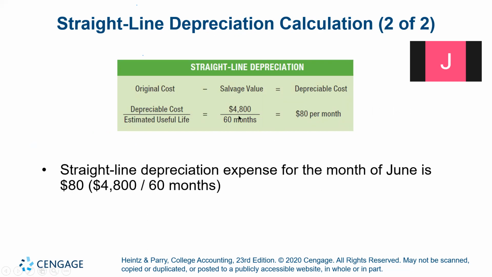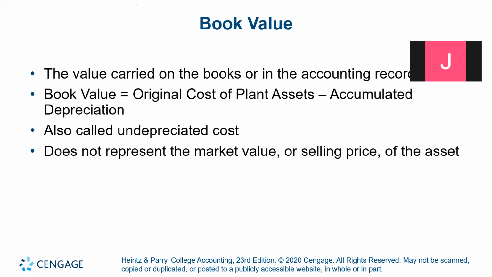So here we go. We bought an asset for 4,800. It has a 5-year life, which is 60 months. Here is our monthly expense. Now, this journal entry should be the one you pray they put on the test. I say it's the easier one because it's always the same. It's always a debit to depreciation expense and a credit to accumulated depreciation.